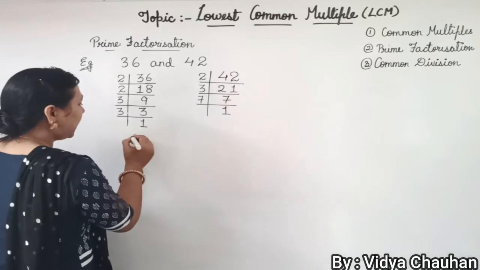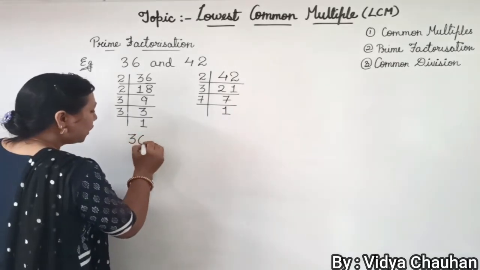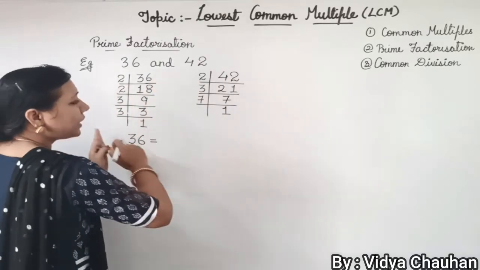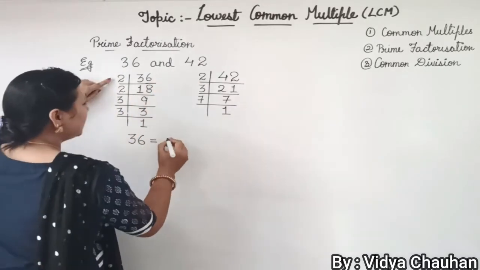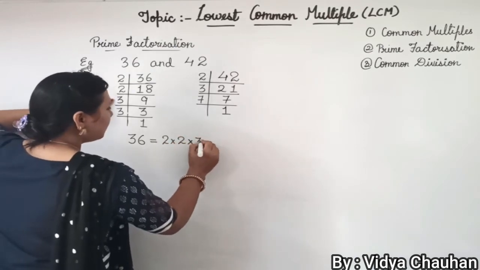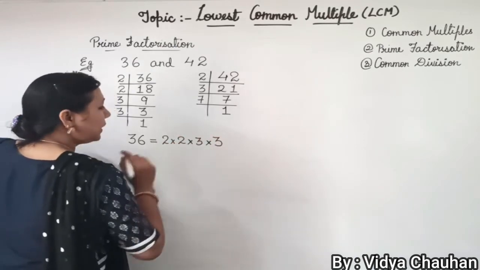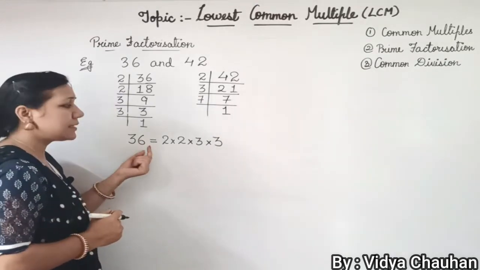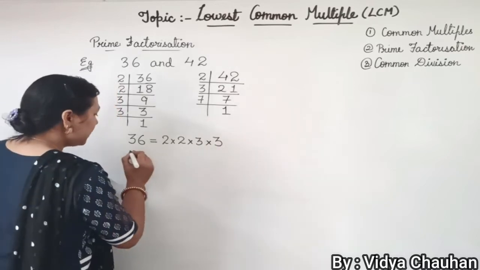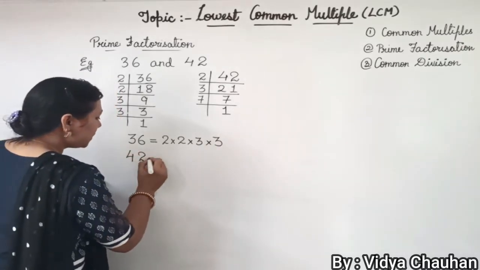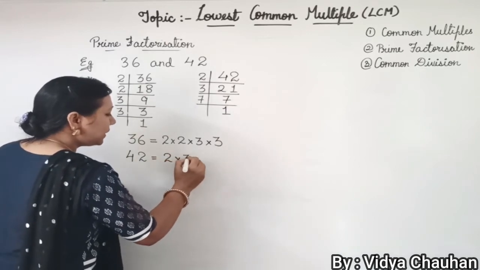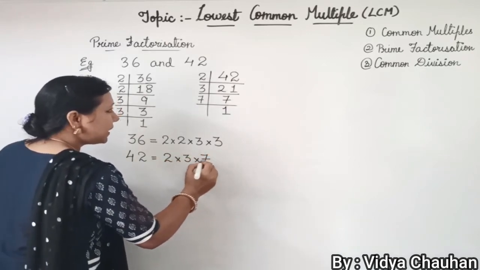Now it's time to write the factors in horizontal format. The factors which are in vertical format right now, we will write in horizontal format. So the factors of 36 are 2 multiply by 2 multiply by 3 multiply by 3. Similarly, the factors of 42 are 2 multiply by 3 multiply by 7.